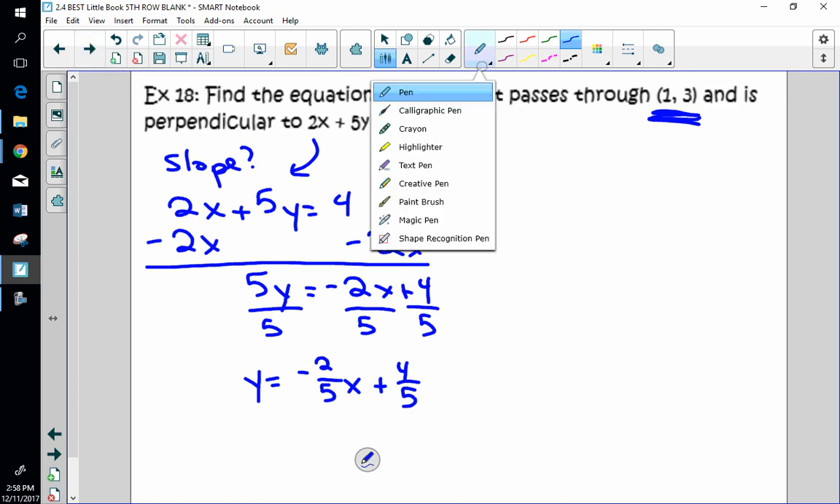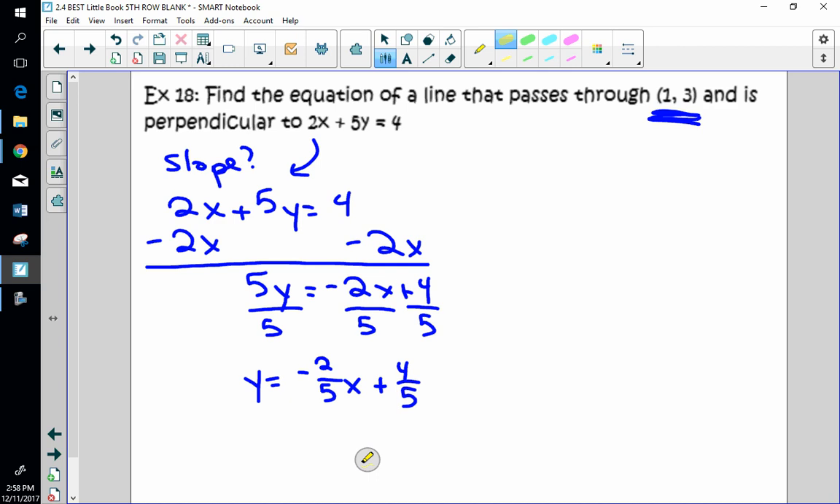What do we know? Well, we have our slope. Our slope for this line is negative 2/5. If we're looking for the slope of something perpendicular, we're going to take our slope of negative 2/5. We're going to flip it over and switch its sign. When we flip it over, we get 5/2. We switch its sign. It'll be positive. So the slope that we're looking for in our equation is positive 5/2.